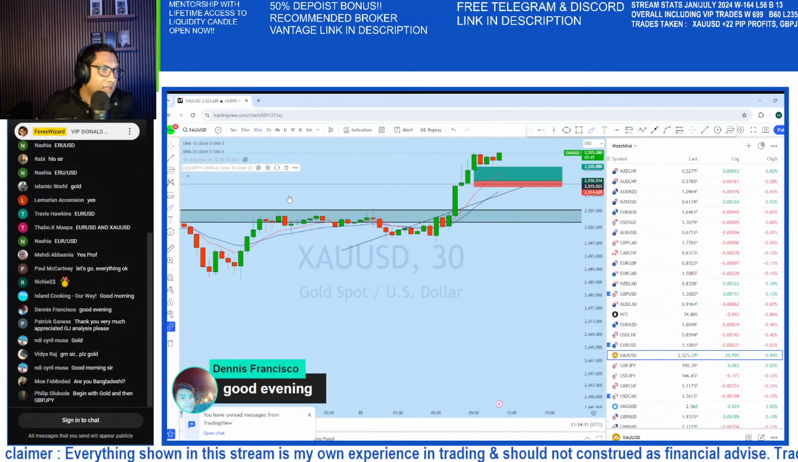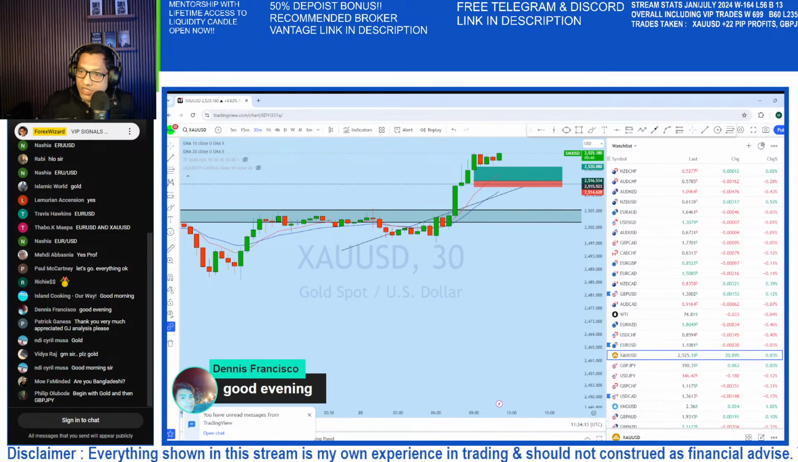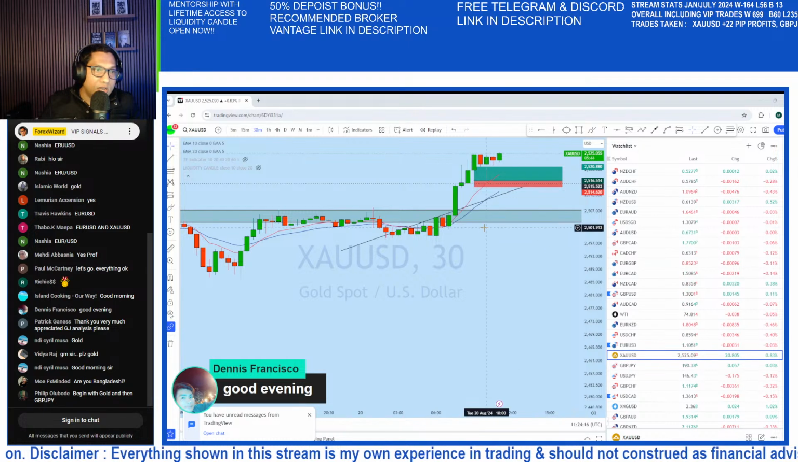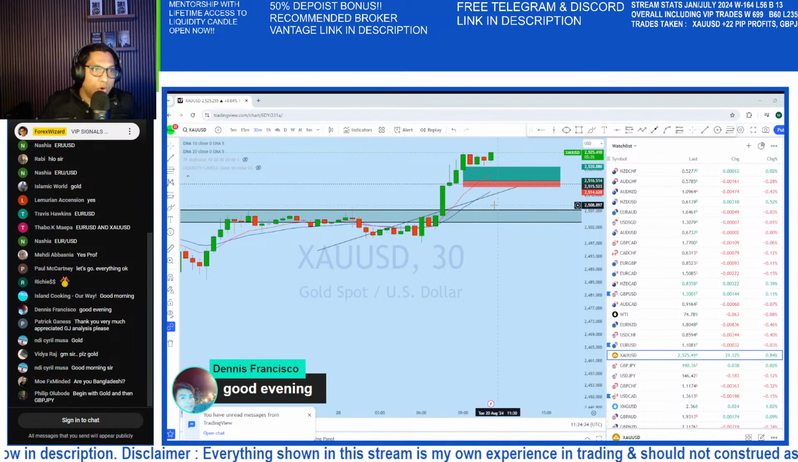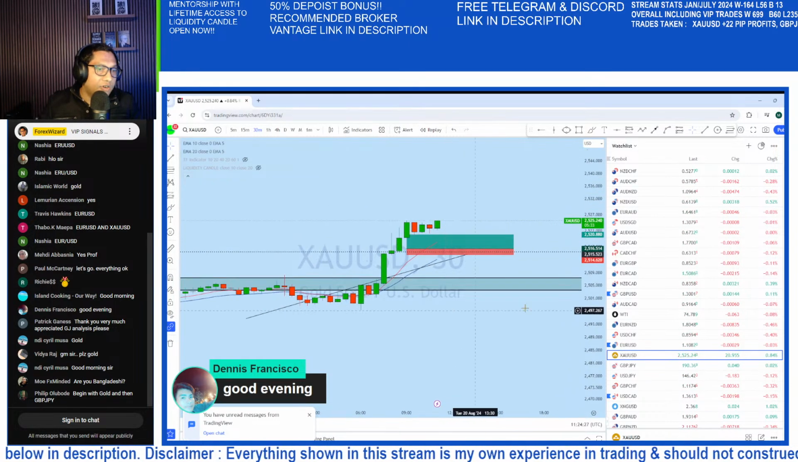Now, if we look at the lower time frame here, we can see that it's also moving in that direction. So therefore, the market trend is up.